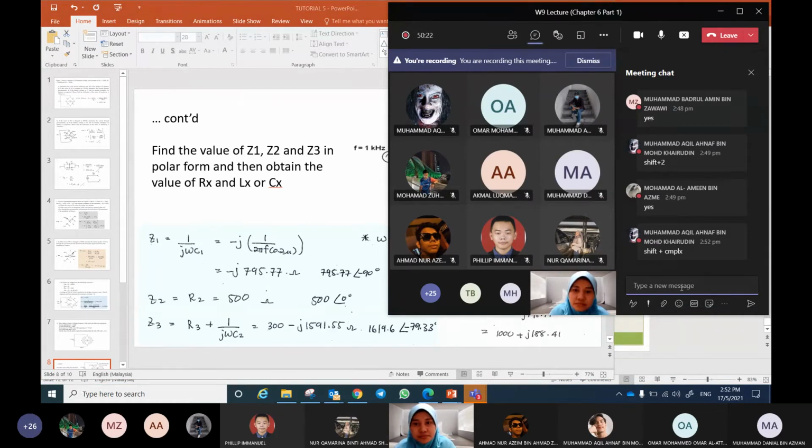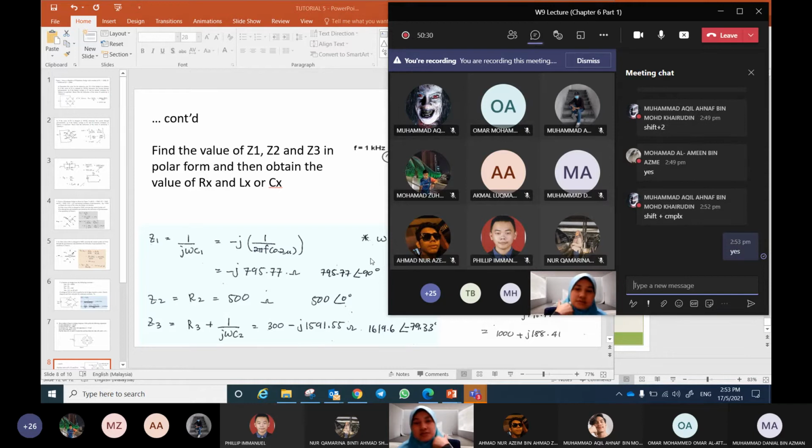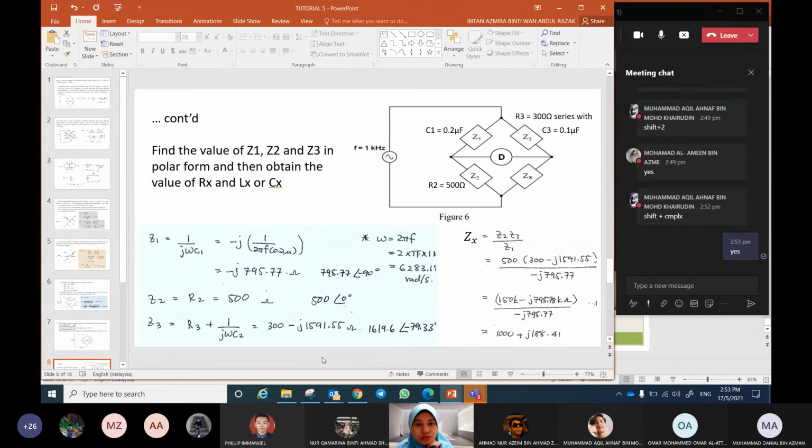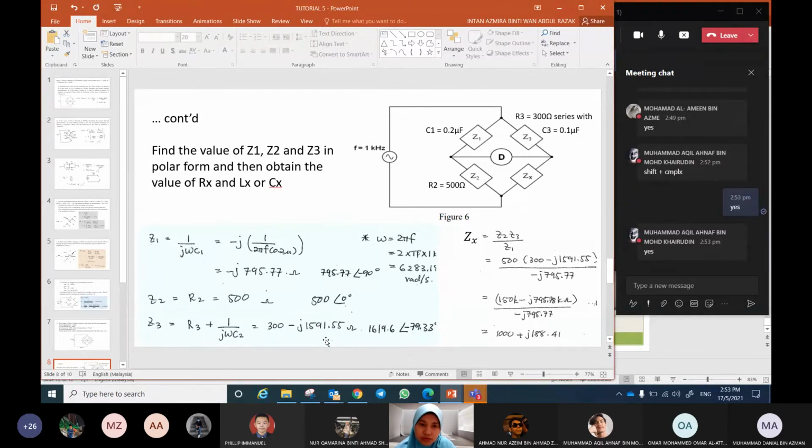Try it now. Once you get the answer, start here. Yes. Please make sure all of you know how to get this polar form. Make sure you know how to convert from polar form to rectangular form.